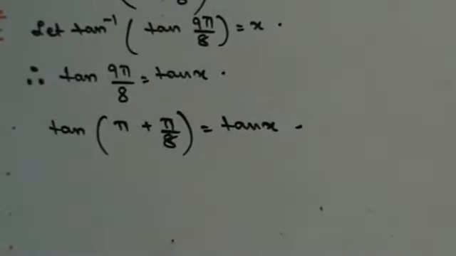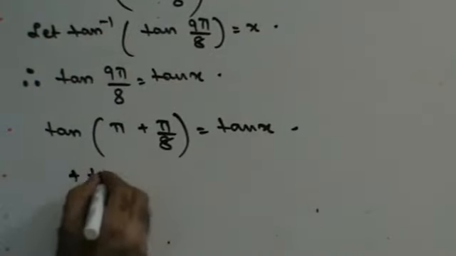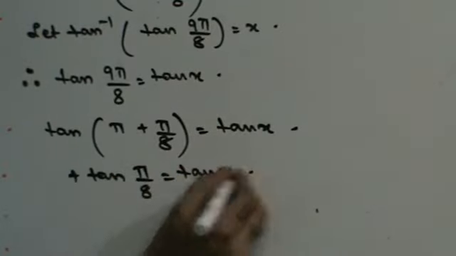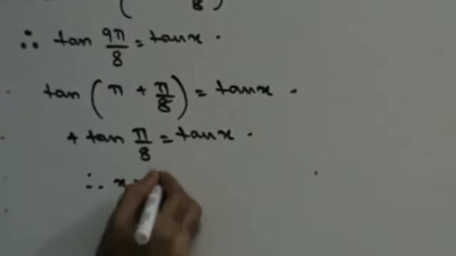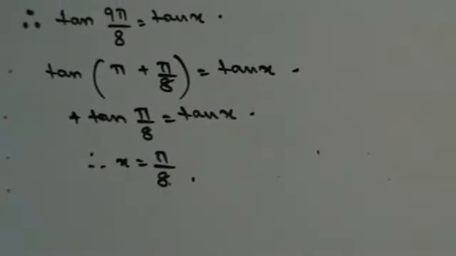So tan of pi plus pi by 8, allied angles. Pi plus pi by 8 is third quadrant. In third quadrant tan ratio is positive. For pi and 2 pi, the trigo ratio does not change. So this will be tan pi by 8 is equal to tan x. Therefore, x is equal to pi by 8. Right? You need to remember your basics clearly when you are doing all this.